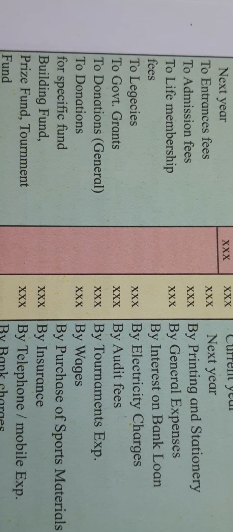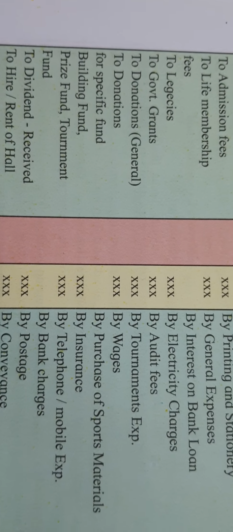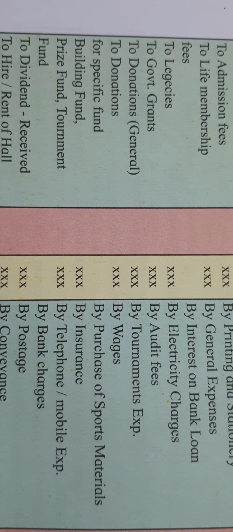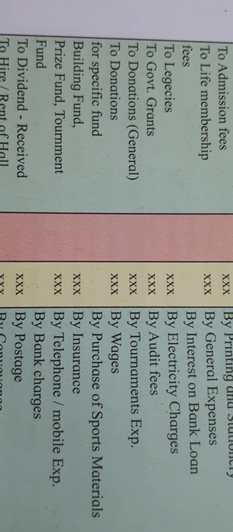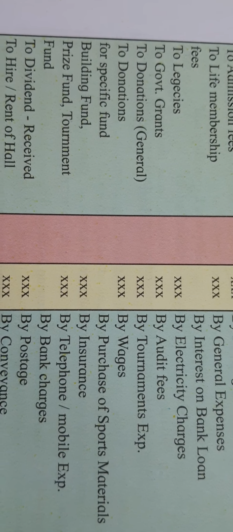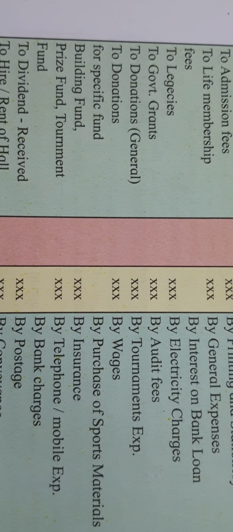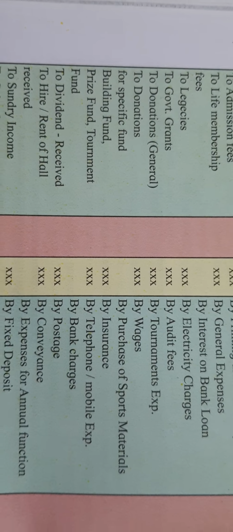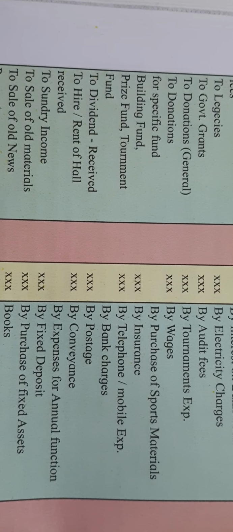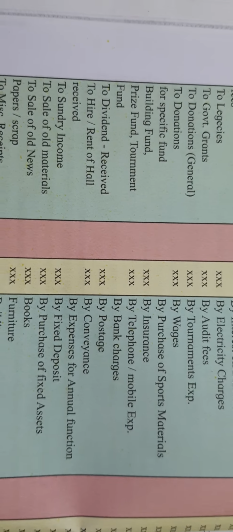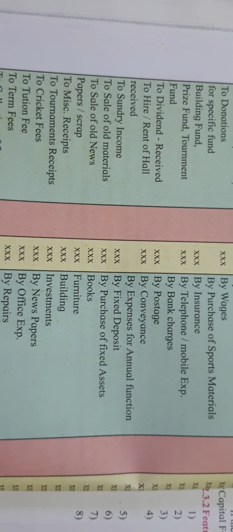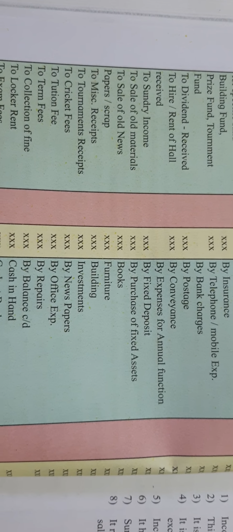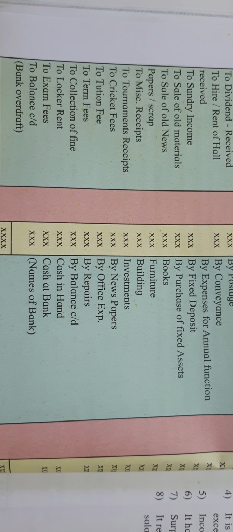Donation for common purpose, donation for specific purpose. It means a donation is given for the building fund. Whatever money is given as a donation will be used only for the development of the building. Money may be given which is used only for giving prizes, tournaments. Then dividend received, hire rent of hall received. Then sundry income: sale of old material, sale of old newspapers, miscellaneous receipts, tournament receipts, cricket fees, tuition fees, term fees, collection of fine, locker rent, exam fees.